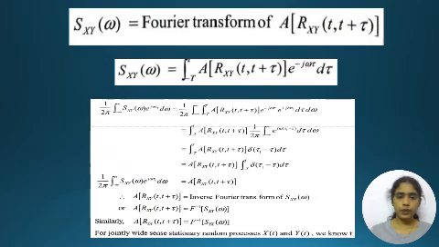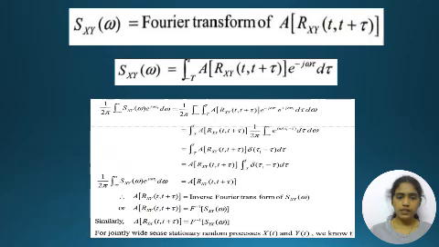Sxy of omega equals the Fourier transform of A of Rxy of t comma t plus tau. Sxy of omega equals integral from minus T to T A of Rxy of t comma t plus tau into e power minus j omega tau d tau.